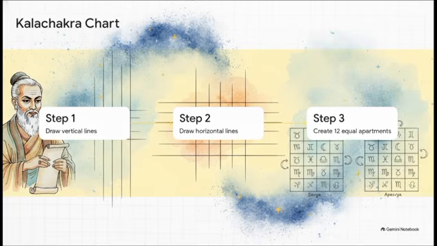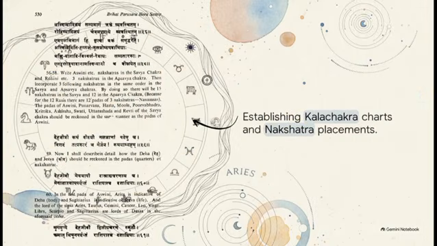We have to construct two distinct charts here. First, the Savya chart, which represents the forward or direct astronomical flow. And second, the Apasavya chart, which represents the reverse or indirect flow. Looking directly at the Sanskrit text from the manuscript, the verses dictate the exact placement of the zodiac signs into these 12 apartments we just drew.